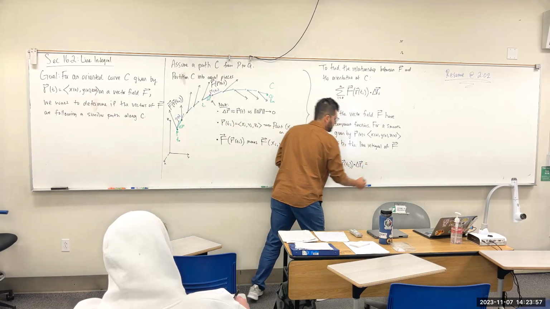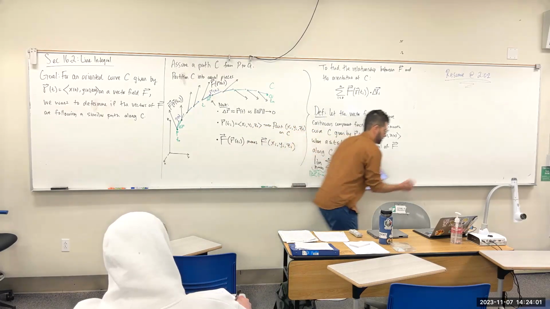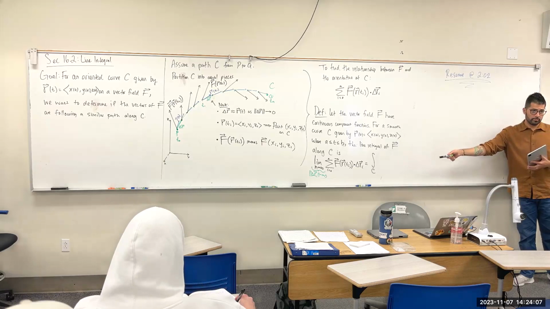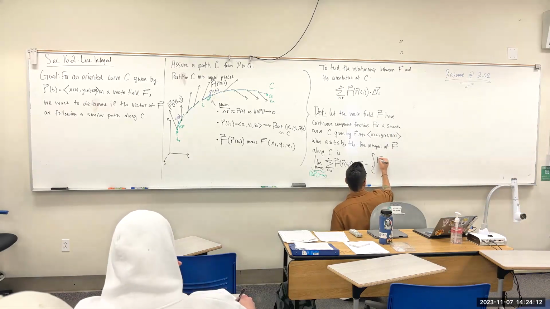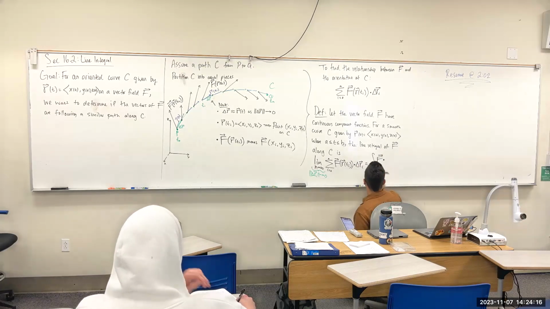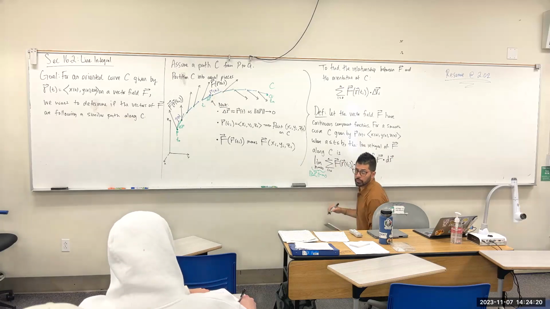If this limit exists, then we're going to write this as a line integral. So you guys can see it start here. We're going to say it's the integral along C, and we write the vector field dotted, instead of delta r, we're now going to say dr. Okay?